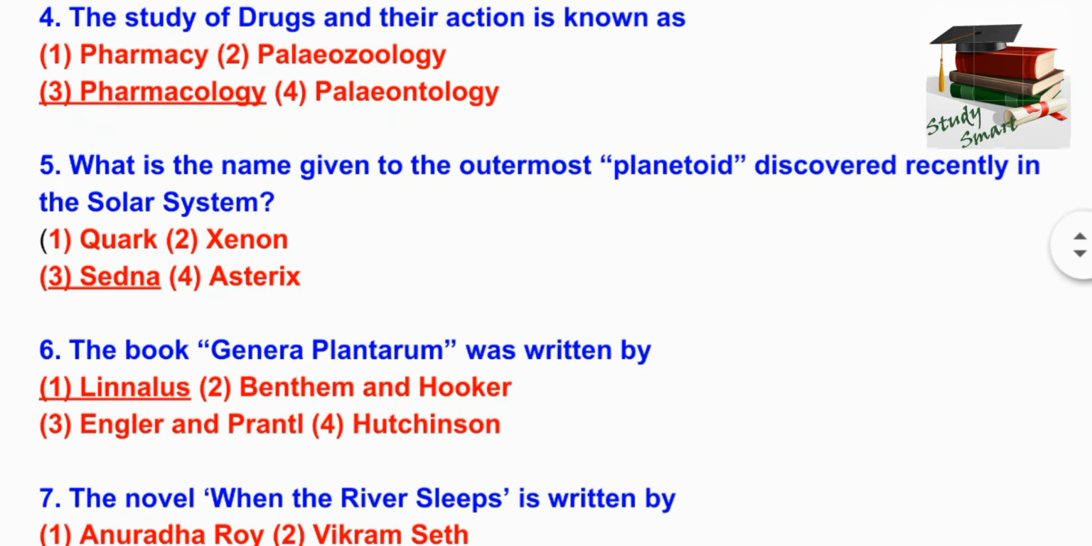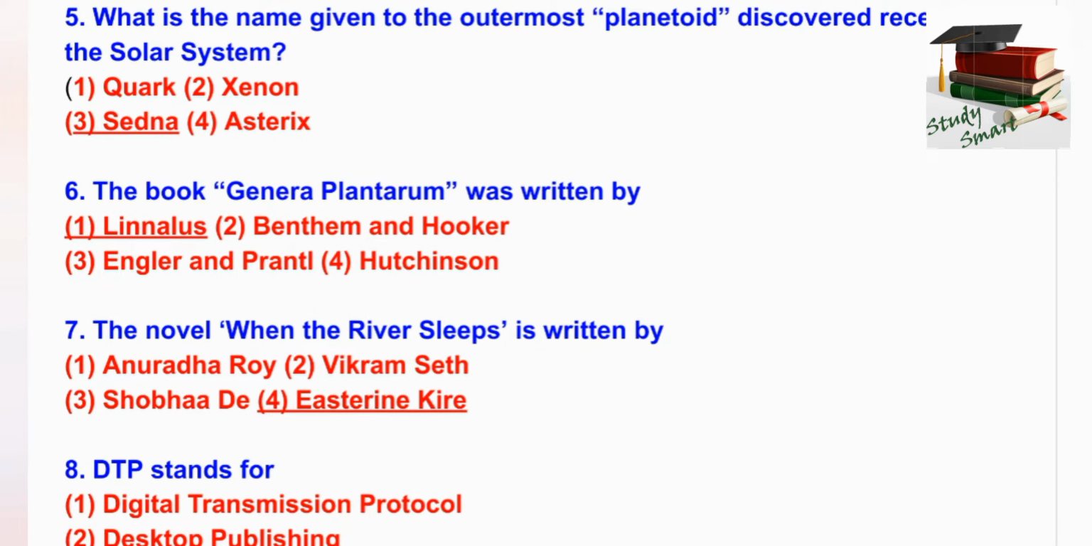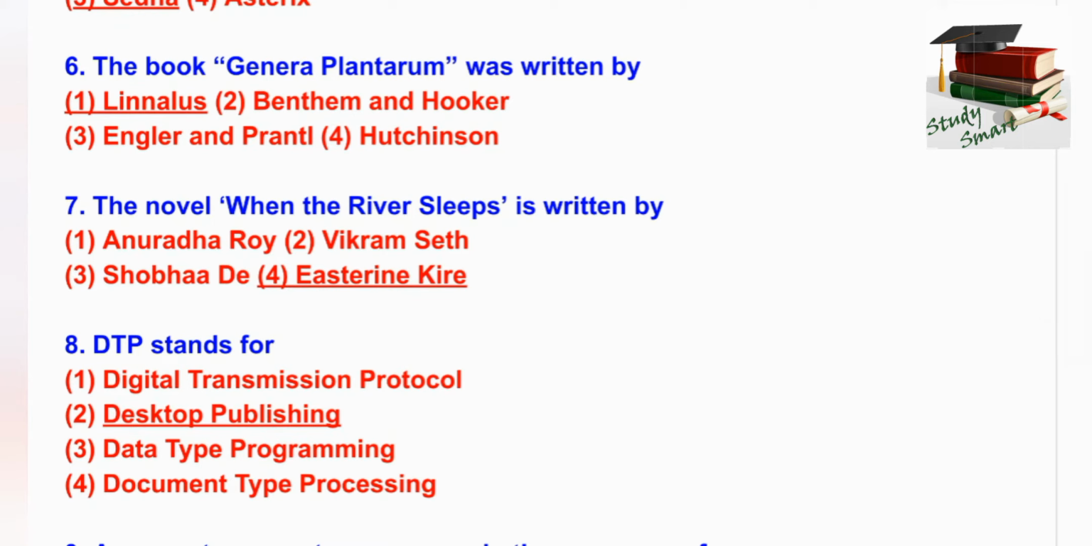Next question, what is the name given to the outermost planetoid discovered recently in the solar system? Right answer Sedna. Next question, the book Genera Plantarum was written by Linnaeus. Next question, the novel When the River Sleeps is written by Kira.